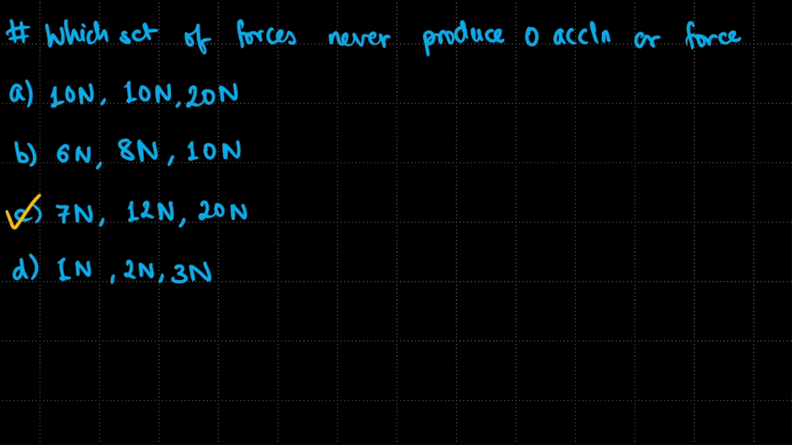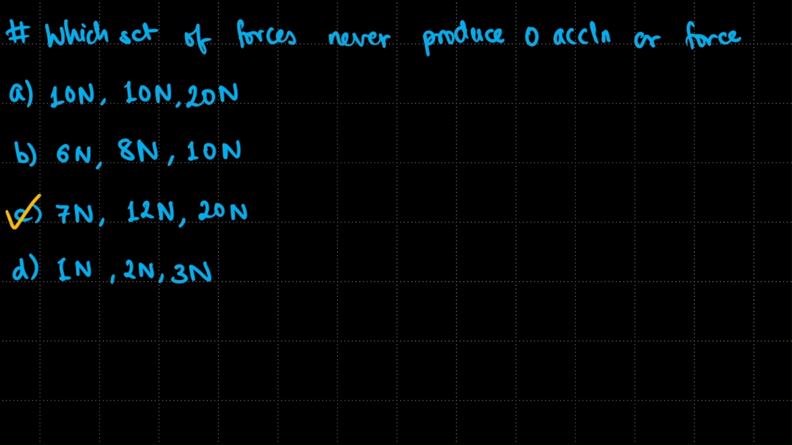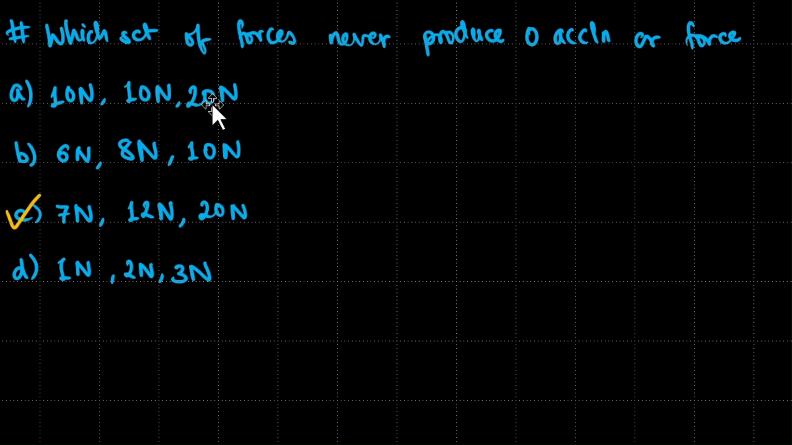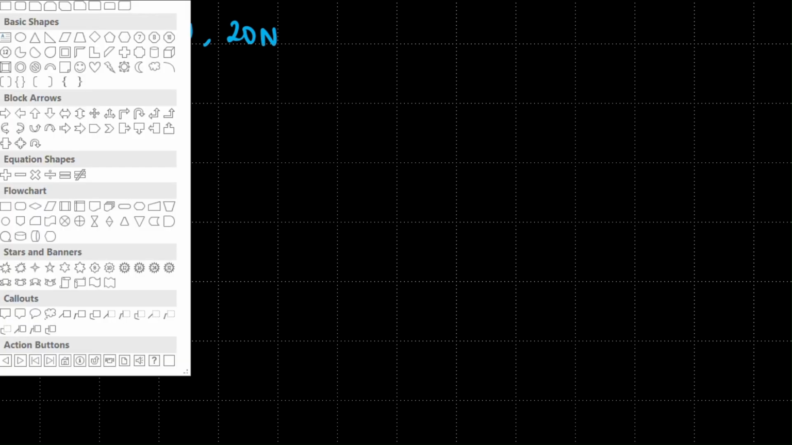This is basically the gist of it, and to understand this, we are going to take each one. Let's take the first one, which is 10 Newton, 10 Newton, and 20 Newton. Let's try to make it so that the force has a magnitude of 0 Newton. I will purposefully try to do that.